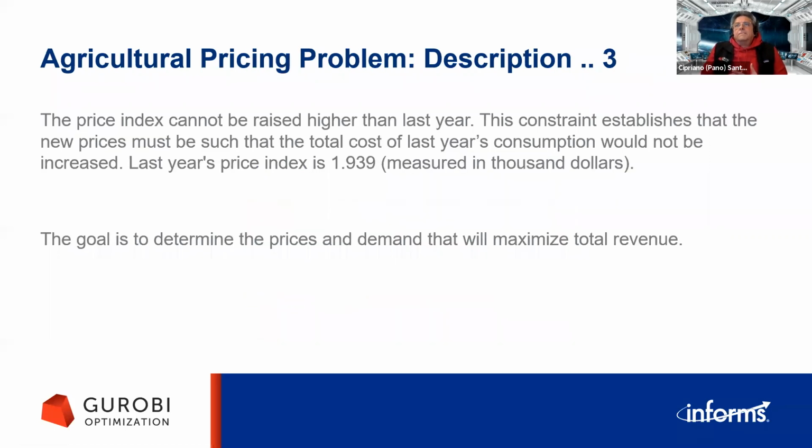Also, the price index cannot be raised higher than last year. So this constraint establishes that the new prices must be such that the total cost of last year's consumption would not be increased. And the last year price index is going to be $1,939. And the goal is to determine the prices and demand that will maximize total revenue.